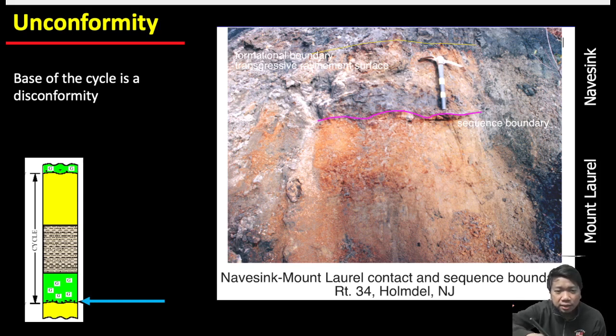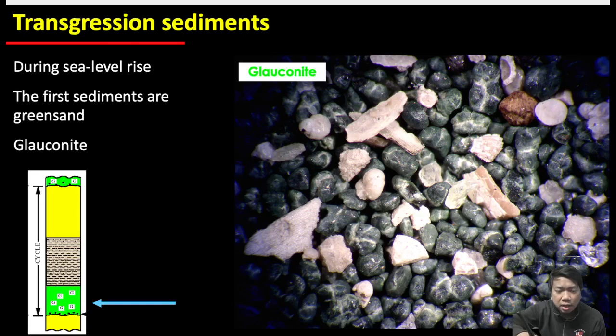So the base of the cycle is again an unconformity, and this is a good example of an unconformity right here. Okay, that separates one cycle from another cycle at the top, and at the top of that unconformity, you typically have the transgression sediments that consist of glauconite-rich sediments. Glauconite is a mineral that has a dark green color, and that is the reason why the first sediments on top of the unconformity look pretty green.